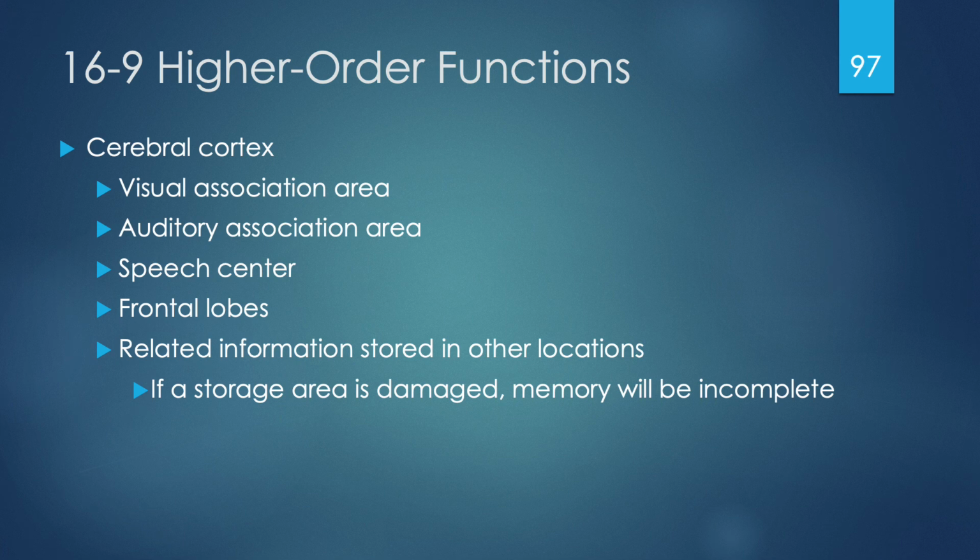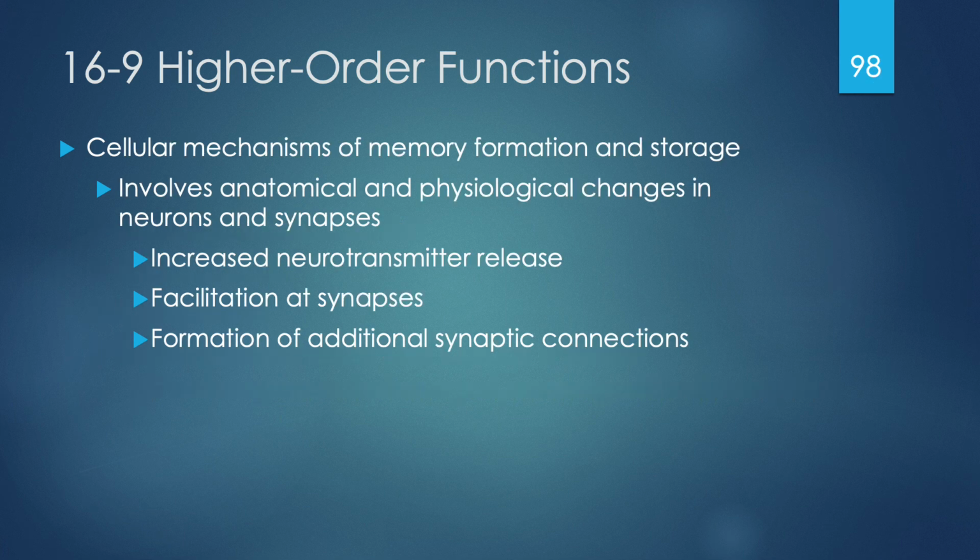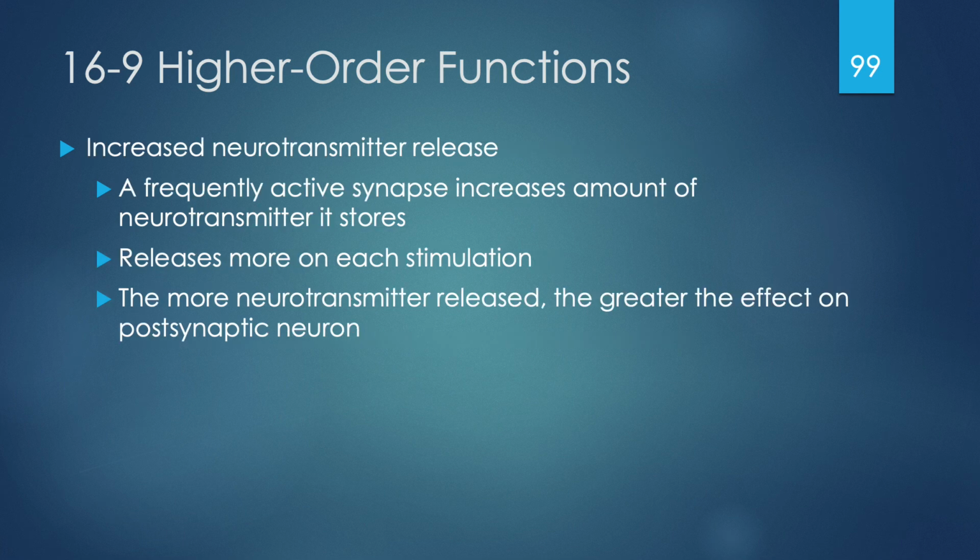The consolidation of memory at the cellular level is going to have both anatomic and physiologic changes at both our neurons and synapses. We'll discuss these in the coming slides, but the three things that happen in general are we have increased neurotransmitter release, there's facilitation that occurs at the synapses, and we form additional synaptic connections. A synapse that's frequently active will increase the amount of neurotransmitter that it stores. So therefore, on each stimulation, more and more of that neurotransmitter is going to be released. And then the more neurotransmitter is released, the greater effect that's going to have on the postsynaptic neuron.